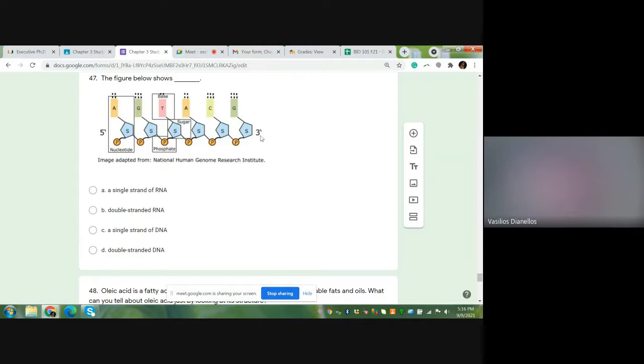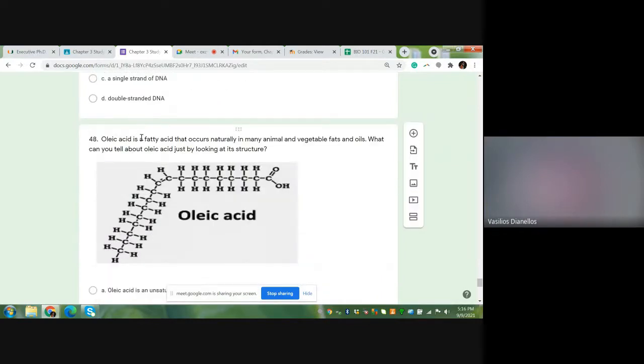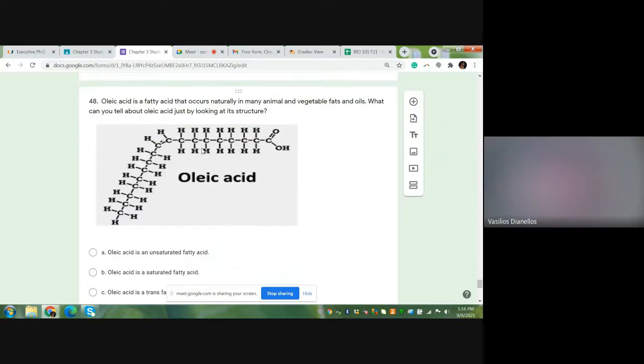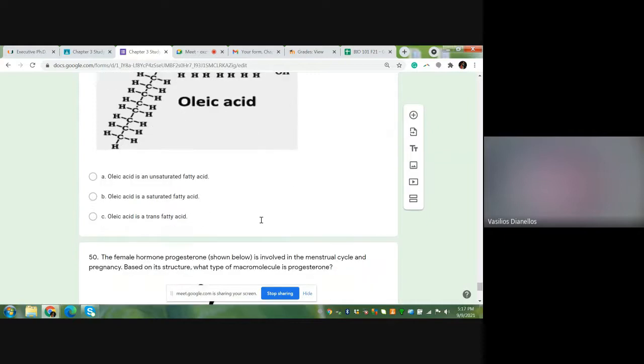You guys don't need to worry about this 3' and 5' stuff. That's not important. Oleic acid is a fatty acid that occurs naturally in many animal and vegetable fats and oils. What can you tell about oleic acid just by looking at its structure? It is an unsaturated fatty acid. That is correct, because that carbon could have had another hydrogen, so could that one, but instead they're double bonded to each other. Therefore, it is unsaturated. Any questions about that?